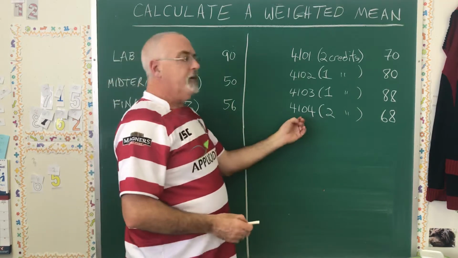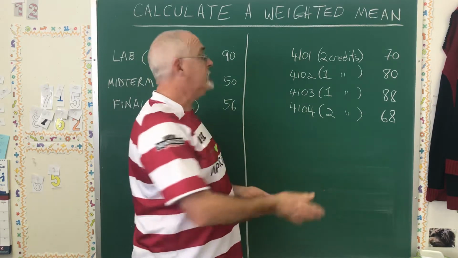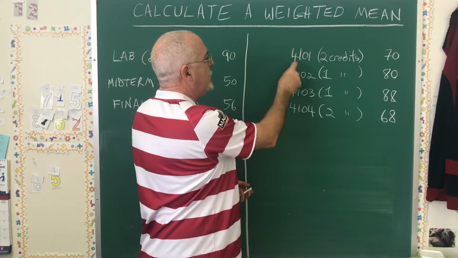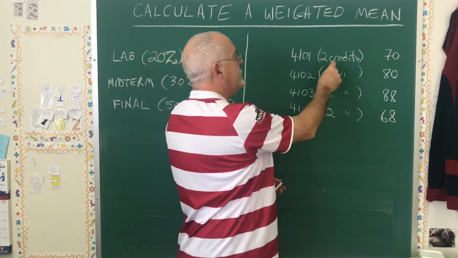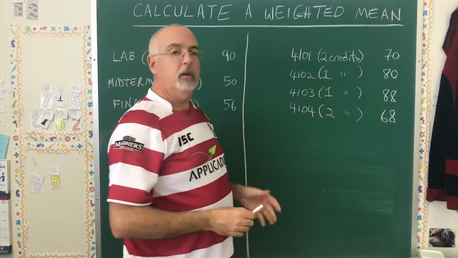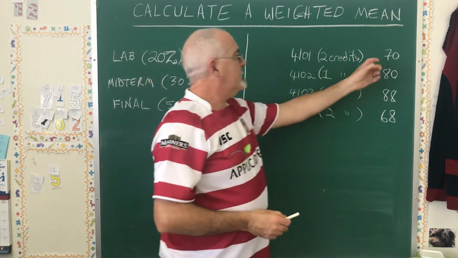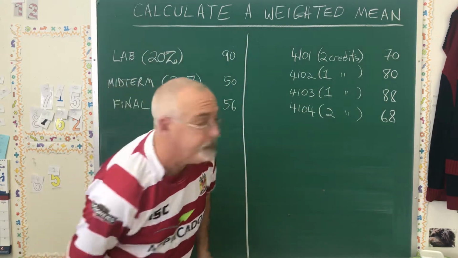Starting over here, there's an old math course I used to teach that was comprised of 4 different books. And the books' numbers were 4101, 4102, 4103, 4104. But the first book and the last book were each worth 2 credits, and the 2 middle books were only worth 1 credit. So let's say a student got these 4 grades in those 4 books.